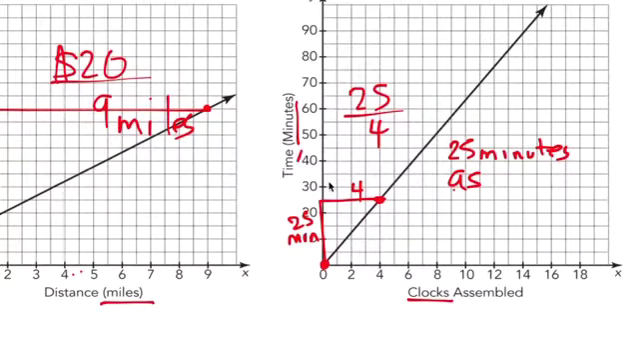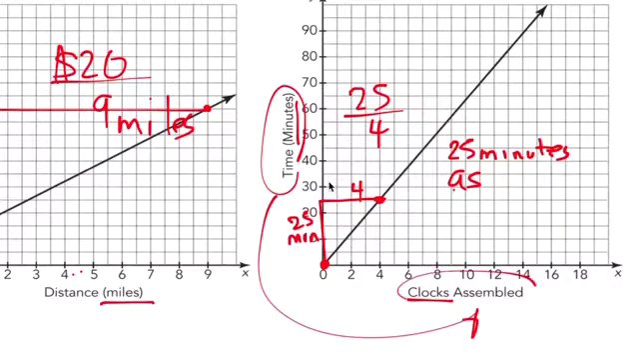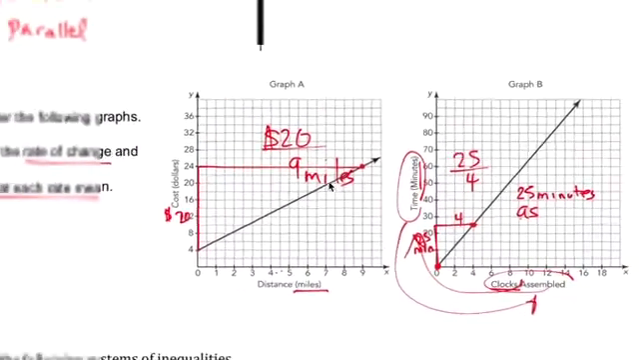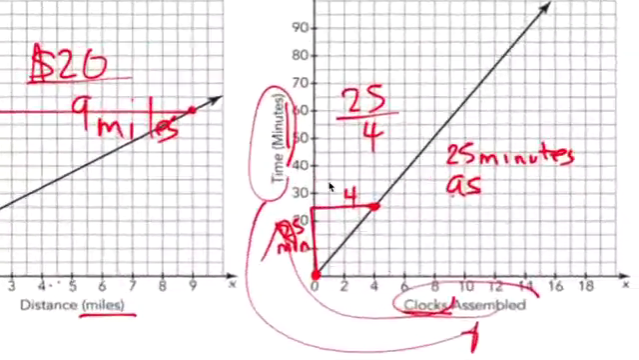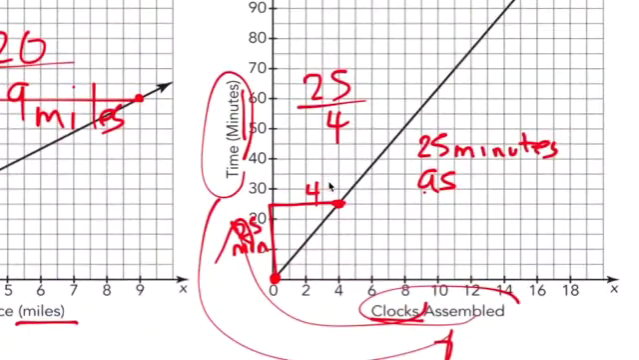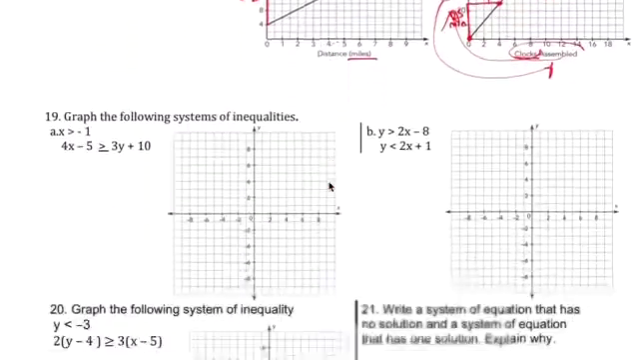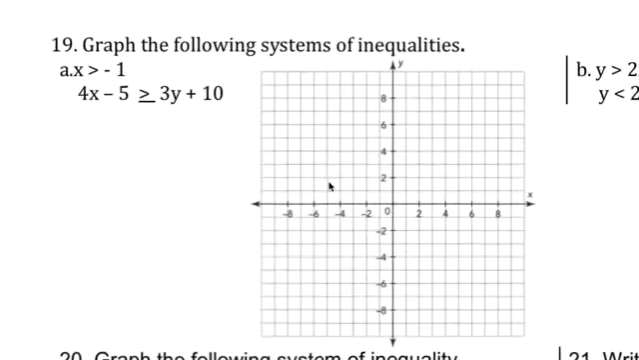This is incorrect. Time should be here. Clocks assembled should be here. This book is so wrong. Okay. 25 minutes, 4 clocks assembled. That's what it means.